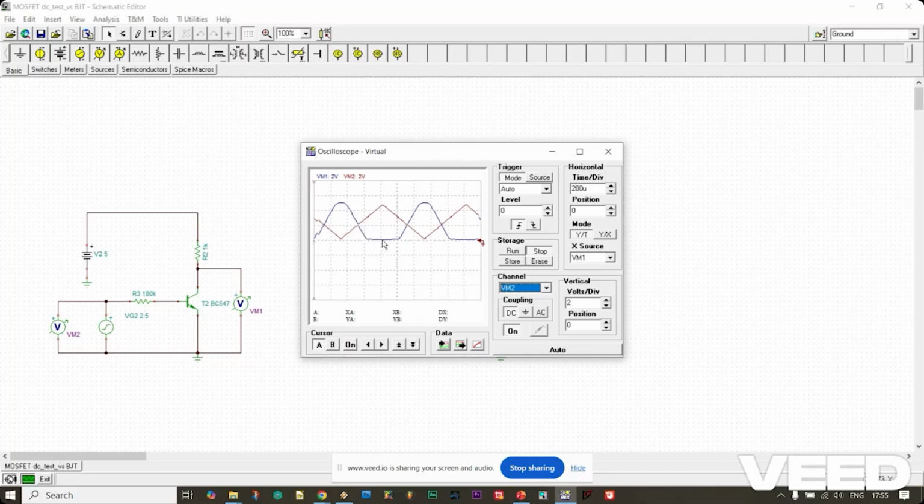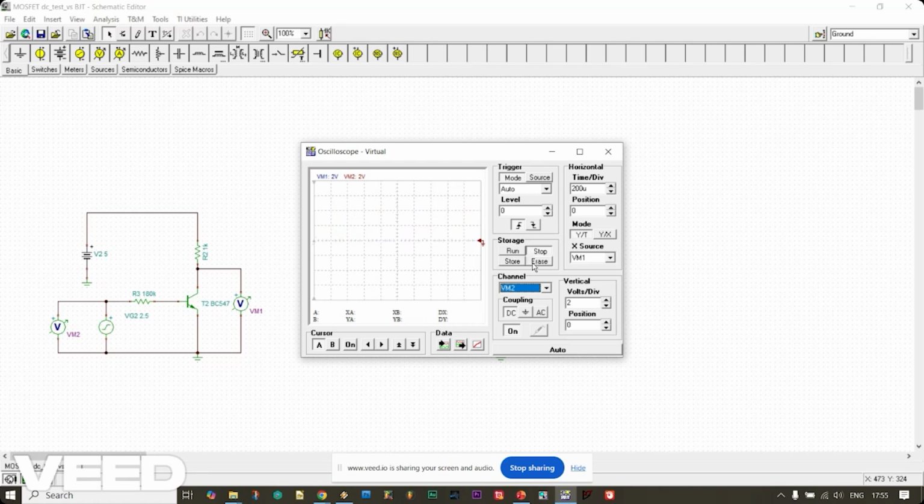This is the saturation voltage here, around 1.2 volt. It goes completely into saturation at 2.2 volt or 2 volt. Okay. Now let us see the waveforms of the MOSFET. It is entirely different. See here, it's just like a square waveform.